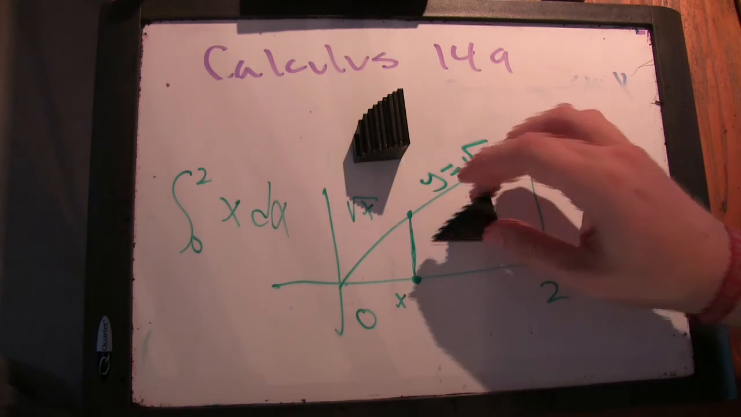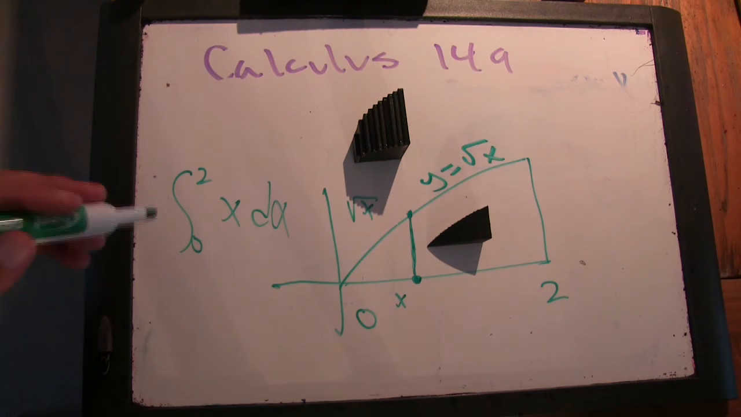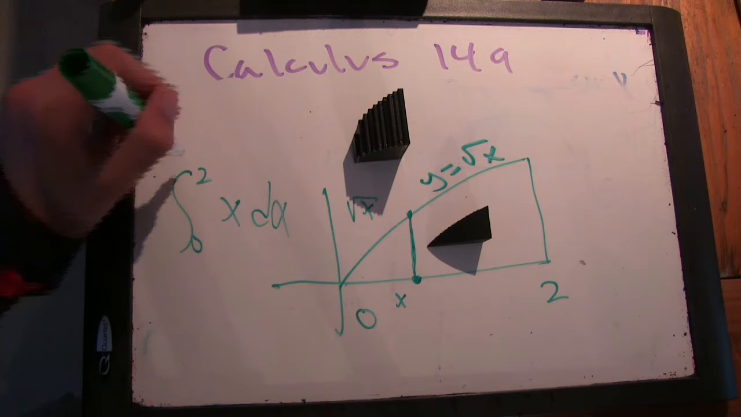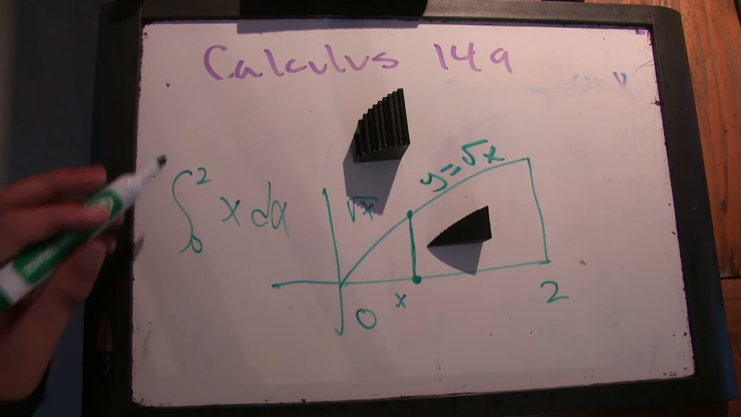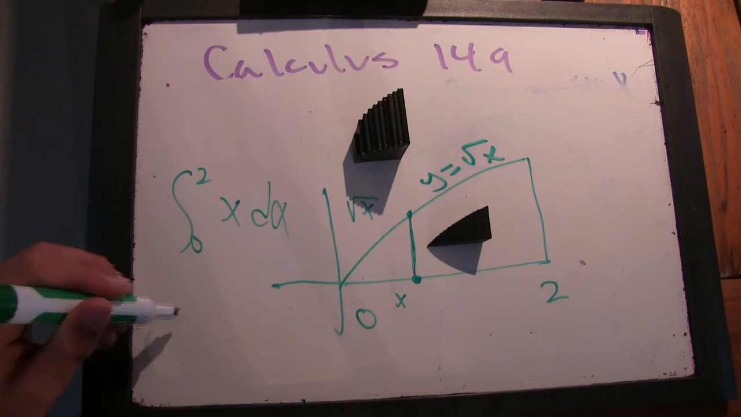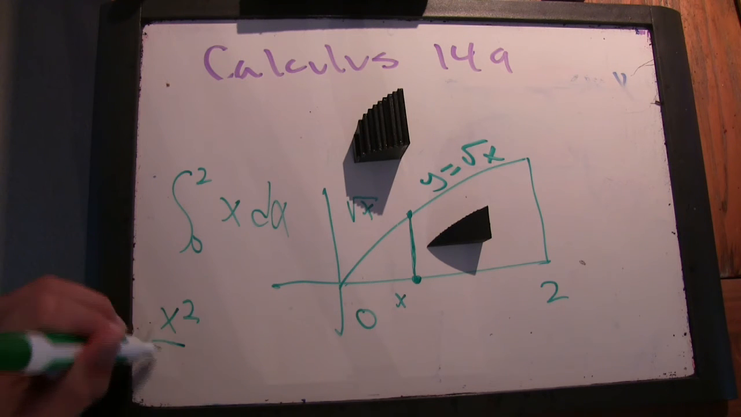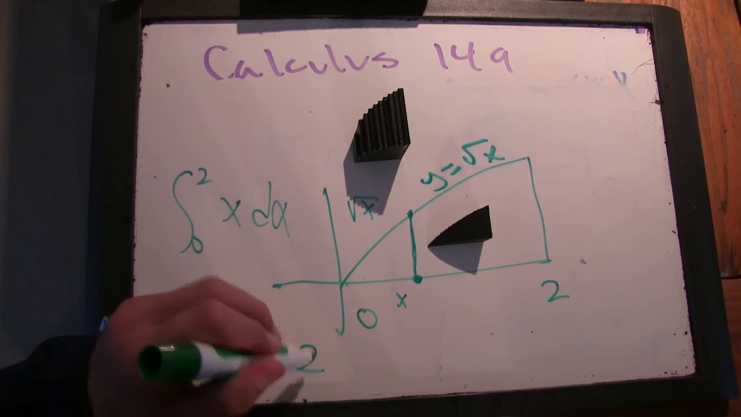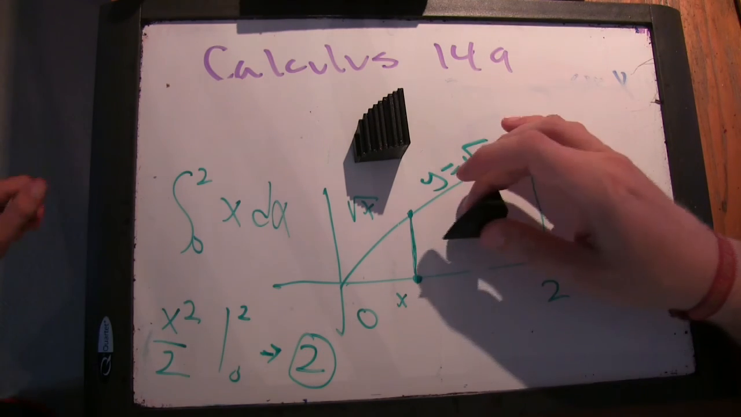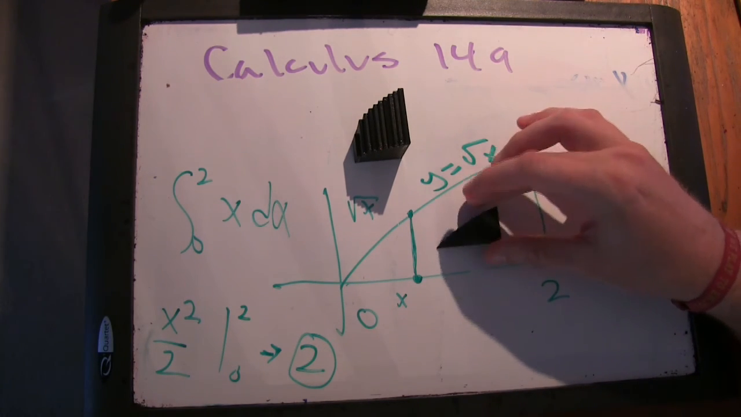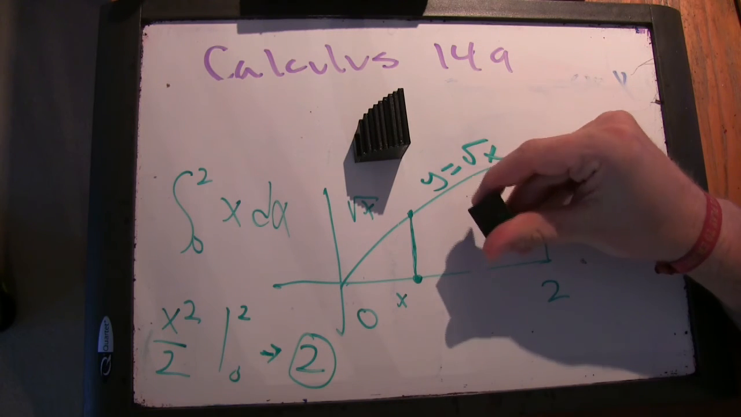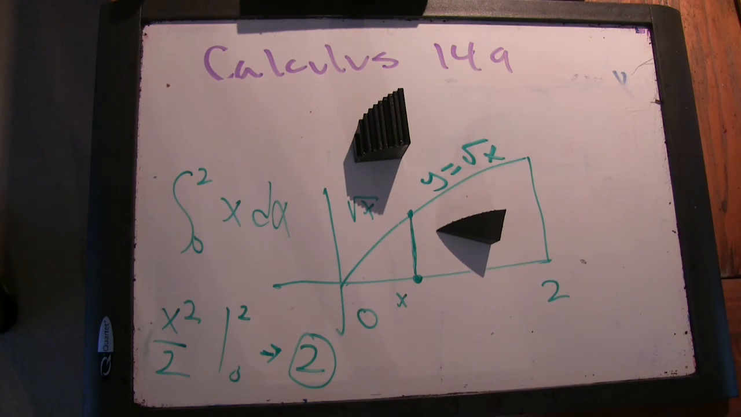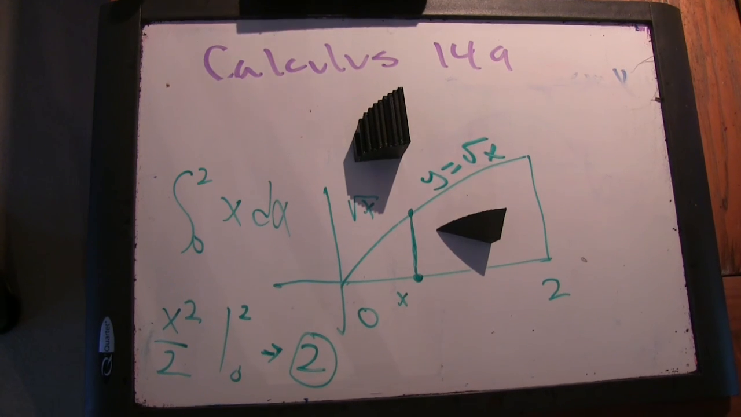So the area of this, if this was square root of x, would be what? It's this integral, which is x squared over 2, valued from 0 to 2, which is 2. So the volume of this, if it was indeed y equals square root of x and produced these cross-sectional squares, would be 2.